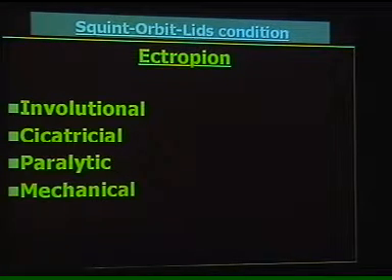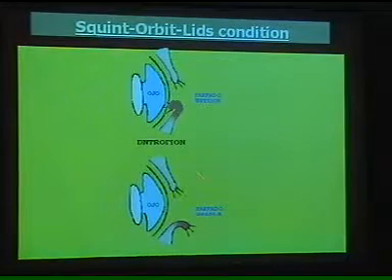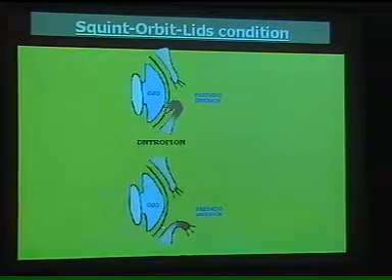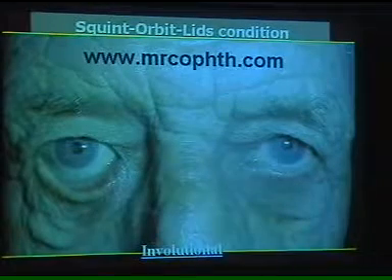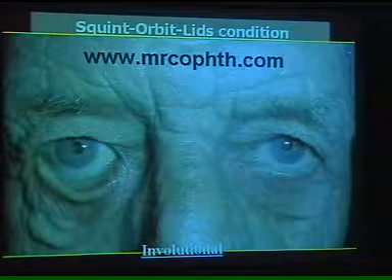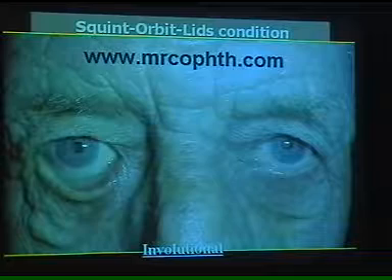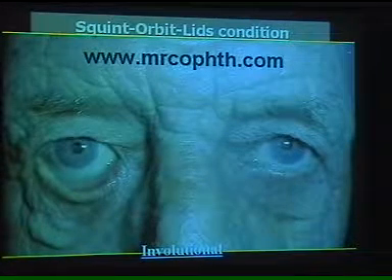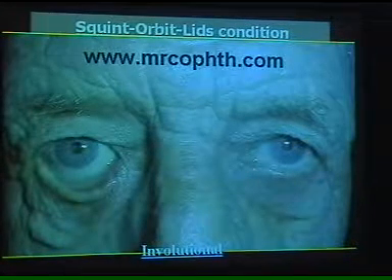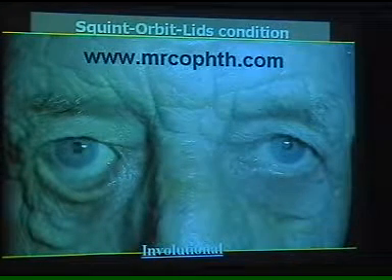Ectropion is outward turning of the lids. It could be involutional, cicatricial, or paralytic. Now that's the example of entropion, and that's the example of ectropion. Now this is very common in the outdoor. The lower lid is everting outside, because of laxity the muscles are not functioning properly. And the problem with this ectropion is that it causes watering.